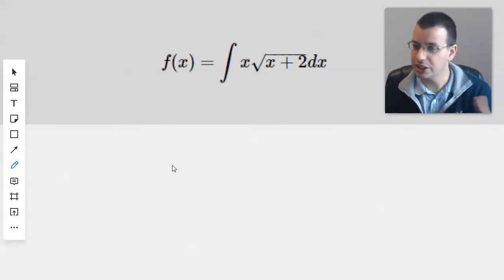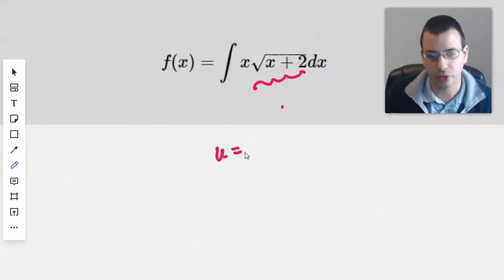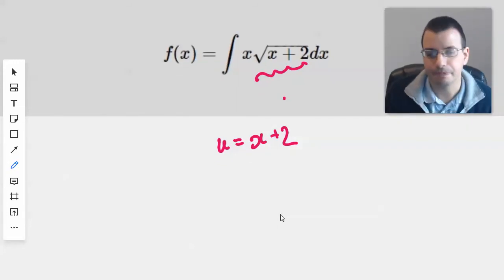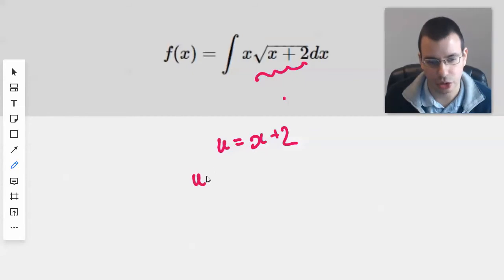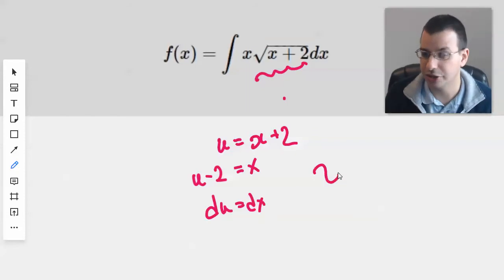So when you see something along the lines where you have an x plus something under the radical, you say u equals x plus 2. Not always x plus 2. If it's something else, you use the other number. But then you rearrange this to say that u minus 2 equals x. Take the derivative of both sides. du equals dx. And this is how you do the substitution.